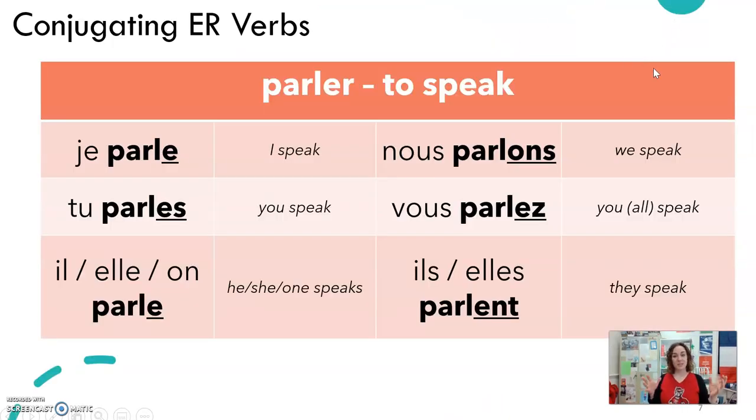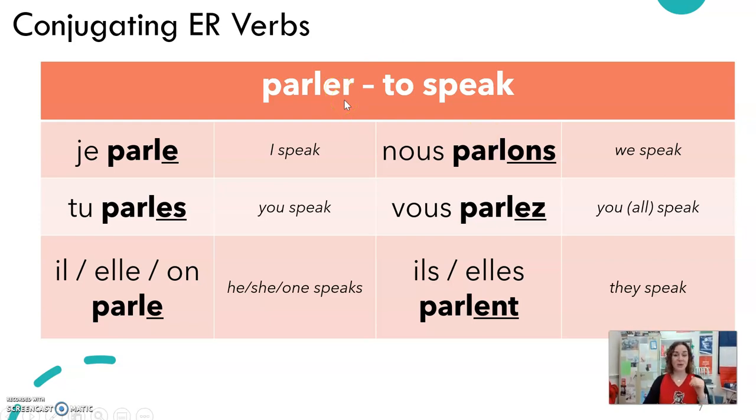When you get a verb like parler, to speak, this is the infinitive at the top. The untouched, unconjugated form of the verb to speak is parler. It's an ER verb. If you see the ER on the end, that's the infinitive of an ER verb. It is not conjugated. So I take my subject pronouns, je, tu, il, elle, on, nous, vous, ils, elles, and I'm going to change the endings of parler to match. That is conjugating a verb.